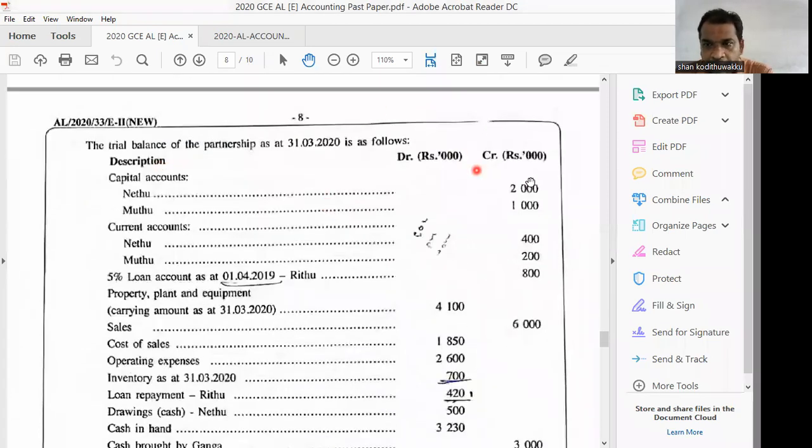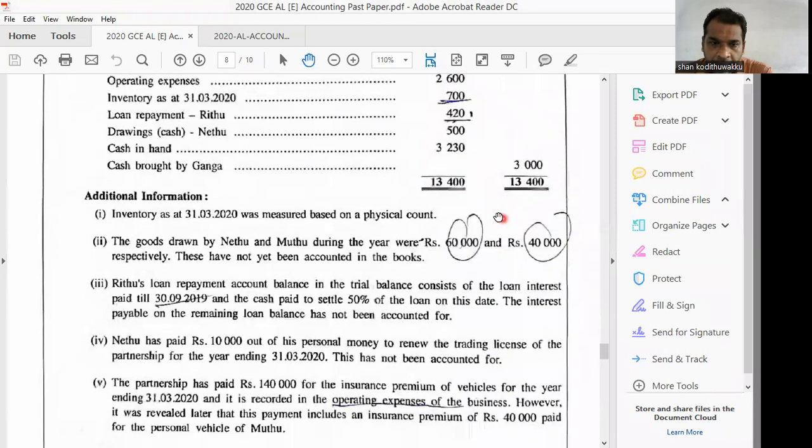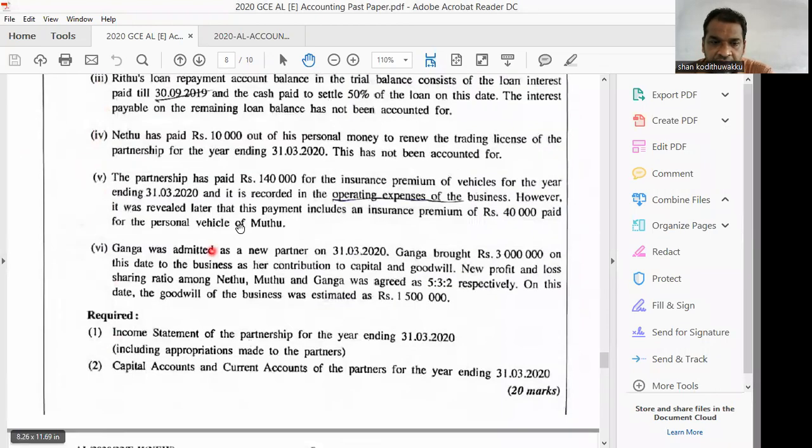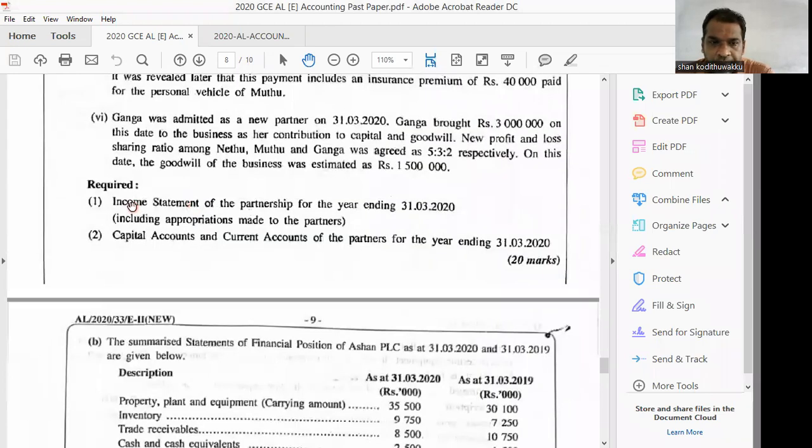Then you are given a trial balance. Then at the end, you are given another 6 adjustments, 1 to 6. Finally, you are asked to prepare the income statement of the partnership for the year ended 31st March 2020, and the capital accounts and current accounts of the partners for the year ended 31st March 2020.